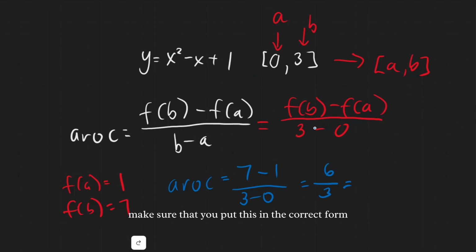Make sure that you put this in the correct form. A lot of people might put f of a minus f of b, but that is not correct. It goes b to a. So make sure to not make that mistake on an exam.